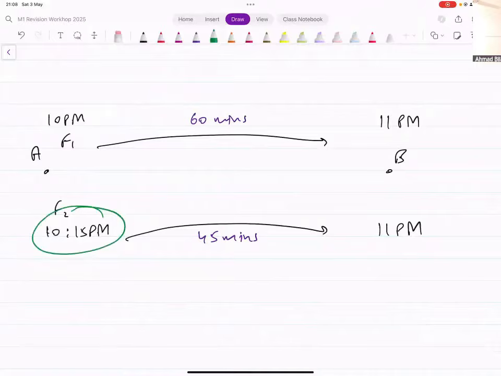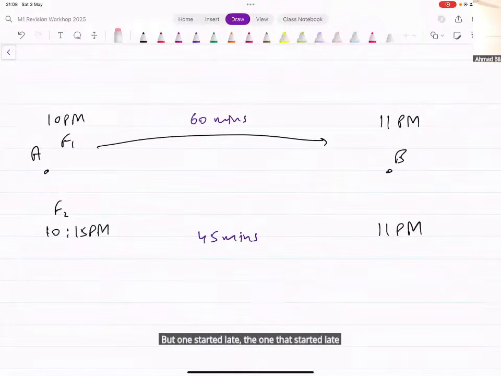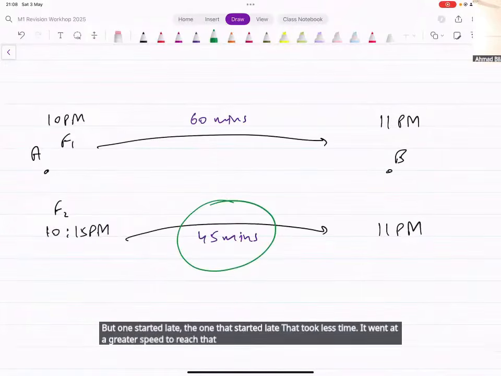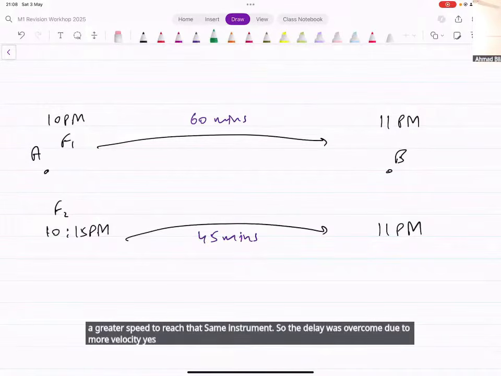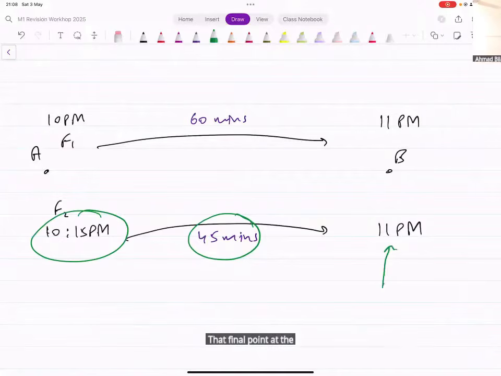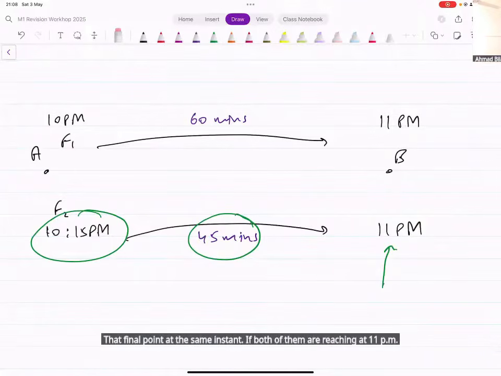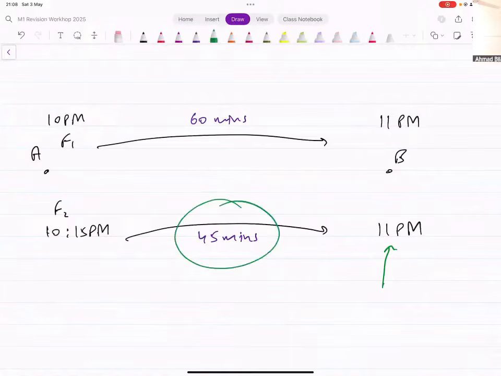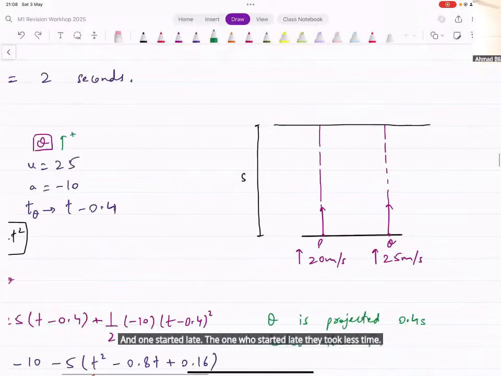But one started late. The one that started late took less time. It went at a greater speed to reach that same instant. So the delay was overcome due to more velocity, yes. And the time reduces because of that. So the one that starts late takes less time if it is reaching that final point at the same instant. If both of them are reaching at 11 p.m. and one started late, the one who started late took less time. That's the idea that we're using here.